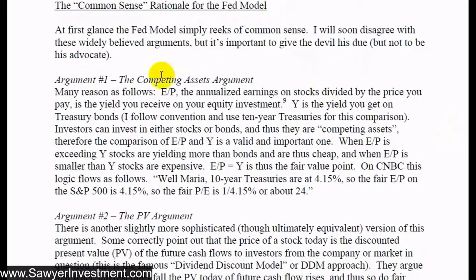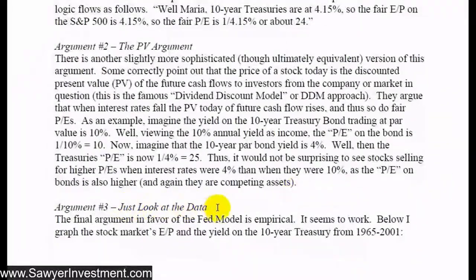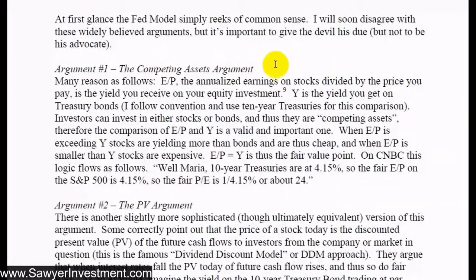Those are the competing assets argument, the present value argument, and the empirical data argument. So first, the competing assets argument. This rationalizes that you could either invest in stocks or you could invest in 10-year treasuries. And so if stocks are earning more in the sense of their earnings yield, if they're earning more than the yield of treasuries, it behooves you to invest in stocks. And vice versa, where if 10-year treasuries are earning more than stocks, then you should invest in treasuries.